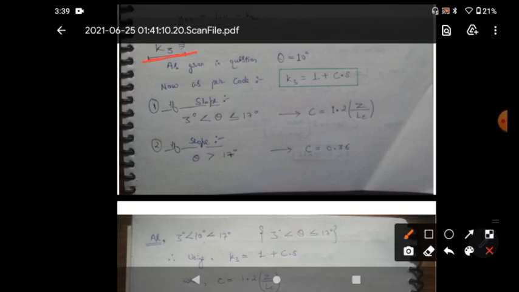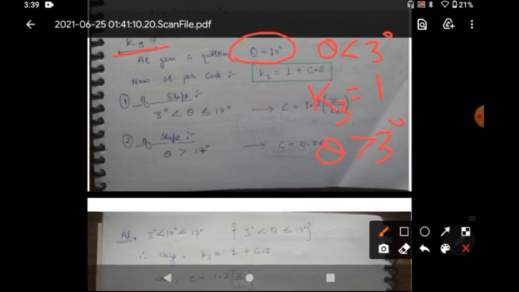Now, as you can see, we need to find the value of K3, and the main problem in finding the value of K3 is that theta given here is 10 degree. In the previous question it was given less than 3 degree, so for theta less than 3 degree, we generally consider the value of K3 equal to 1. But now the value of theta is greater than 3 degree. So what are we going to do now?